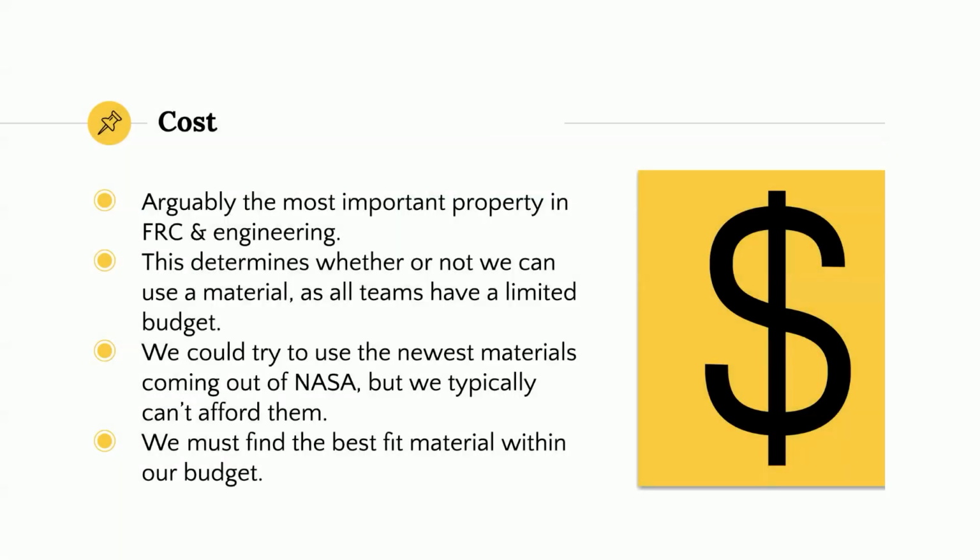Cost. This is arguably the most important property in FRC and engineering. This determines whether or not we can use a material, as all teams or corporations or companies have a limited budget. We could try to use the newest materials coming out of NASA or MIT or UC Berkeley or wherever. Most of the time, we will not be able to afford them, so sadly, we cannot. We must find the best fit material within our budget. So the first and most important thing we have to care about is the cost of the material. And then we look at what is the best material we can use to fit that cost.